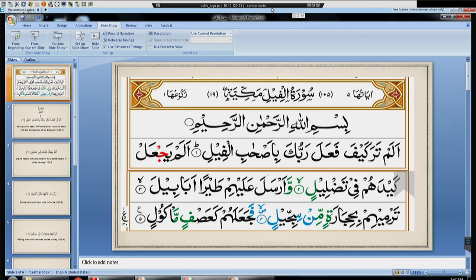Why is this full mouth? The ra is going to be sakin. Before it is a letter with a fatha. Because of that, this is going to be full mouth or empty mouth? Full mouth, right? This one right over here. Full mouth. Why is it full mouth?